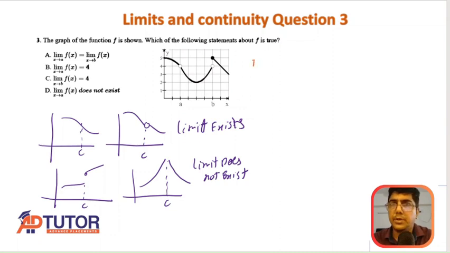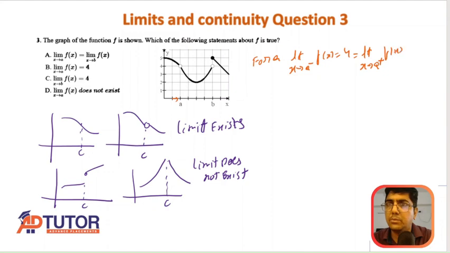Suppose for the point A, what we have is the limit as x tends to a minus. As x approaches from the left side, the function value is approaching 4, and that should be equal to the limit as x tends to a plus, where the function value is also approaching 4 in this case. And because the left side limit is equal to the right side limit, the value of the limit is also equal to 4. So clearly the limit exists at A.